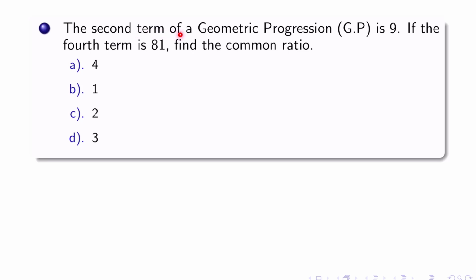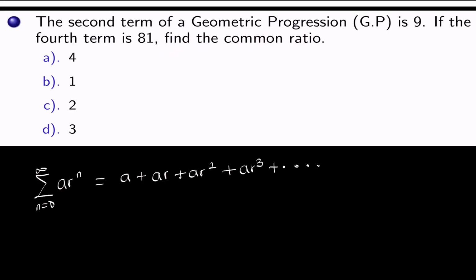The second term of a geometric progression, GP, is 9. If the fourth term is 81, find the common ratio. By definition, a geometric progression GP is defined to be the summation from n equals 0 to infinity of ar^n, which is a plus ar plus ar squared plus ar cubed to infinity. So here a is the first term and r is the common ratio.